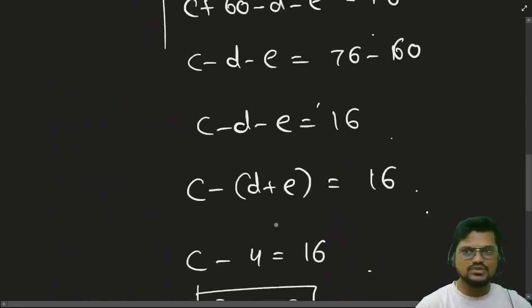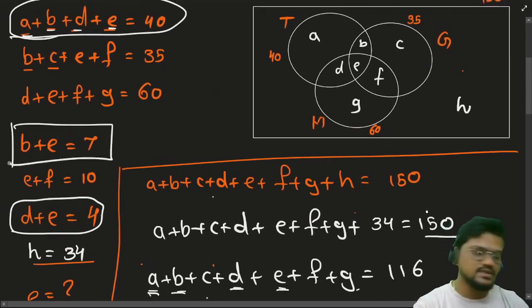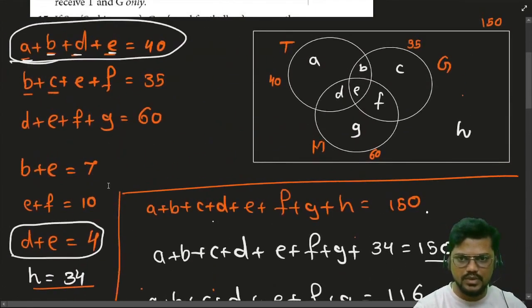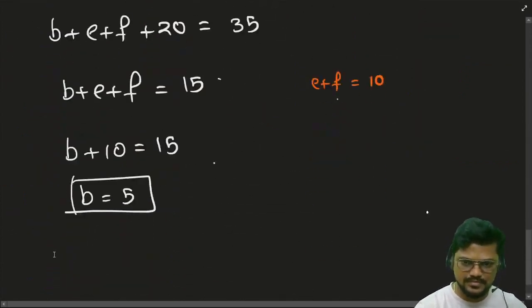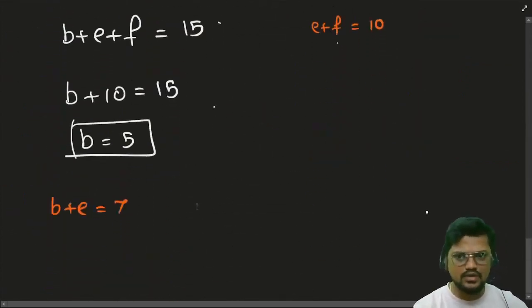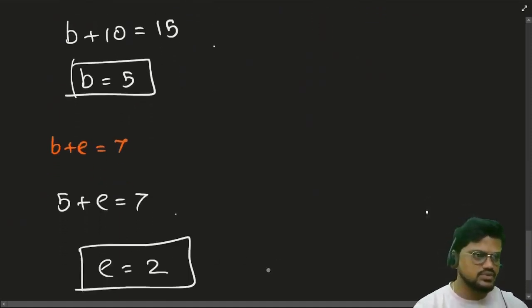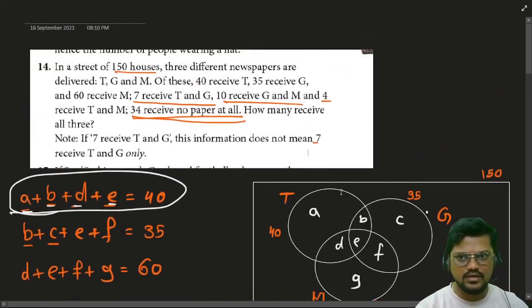Yeah. Now let's use this value of B somewhere else. Over here, B plus E equals 7. Over here I have B plus E equals 7. So let's use this. Put the value of B in this. 5 plus E equals 7. So E equals 2. This is what we are supposed to find.